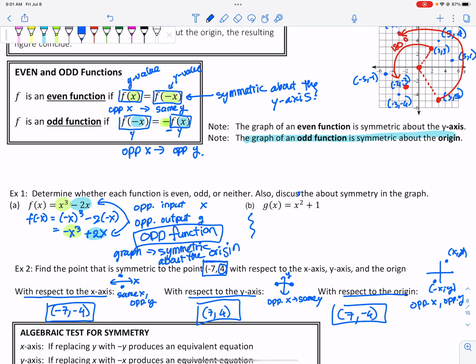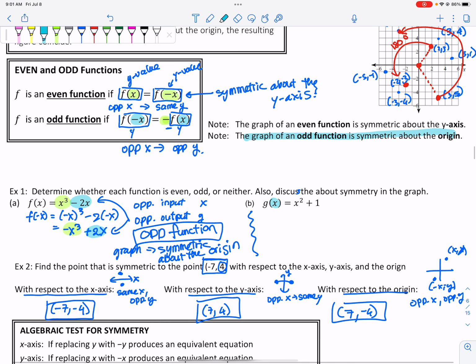All right, now let's take a look at part B, g of x equals x squared plus 1. So what we're going to do now is replace the input with the opposite. So that's going to be g of negative x, and then simplify to see if this would give us the same output as the original g of x, or opposite outputs, or neither. So we can replace the x with the negative x, and then simplify. Negative x squared, raised to the even power, is going to become a positive. So notice how it looks exactly the same as the original g of x. The output is the same.